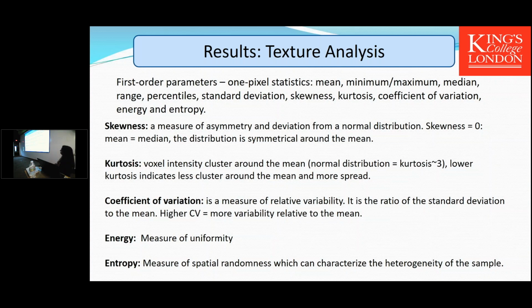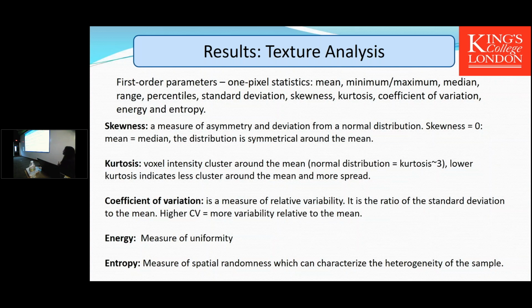So as a biologist, I had to go and try and understand some of the language that's used to describe these differences within the populations. Some of the terms will be familiar to you. So we're looking at first order parameters. So we're looking at 1 pixel statistics. So mean, min, maximum, median, percentile, standard deviation. These are probably familiar to you, but skewedness, kurtosis, coefficient of variation, energy, and entropy might not be so familiar.